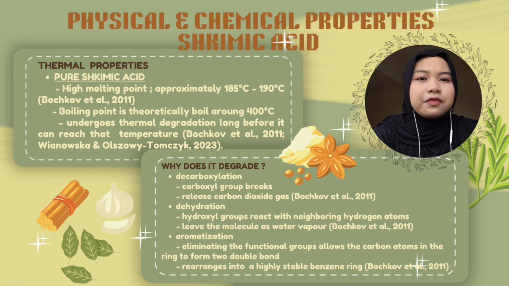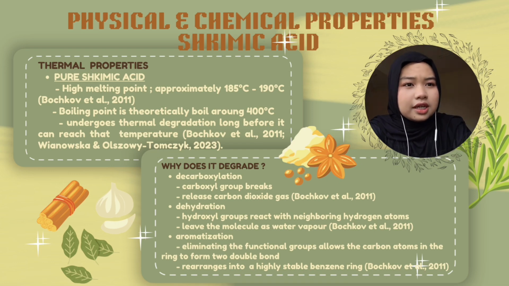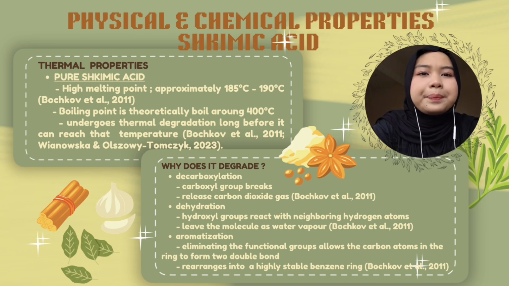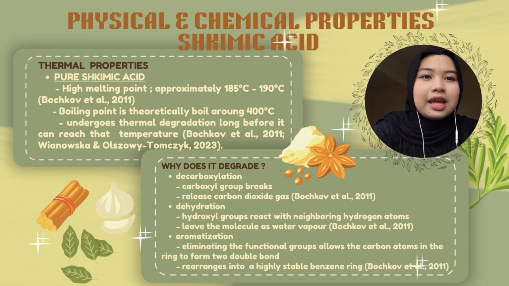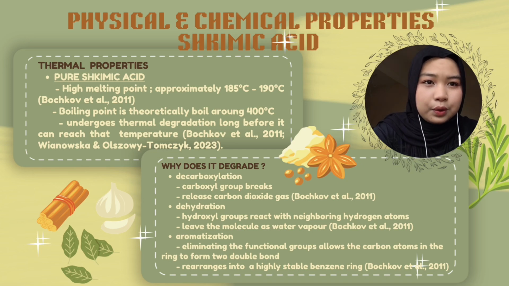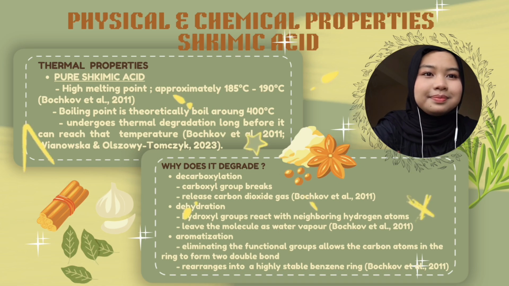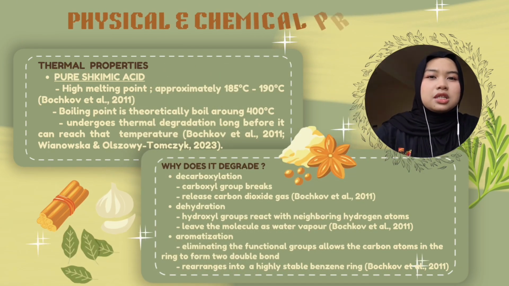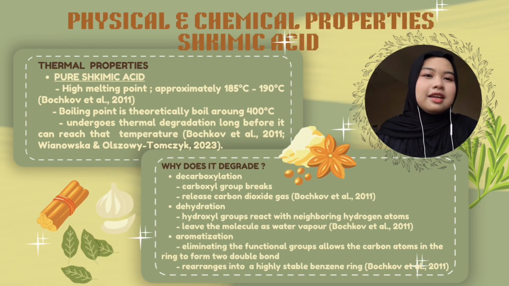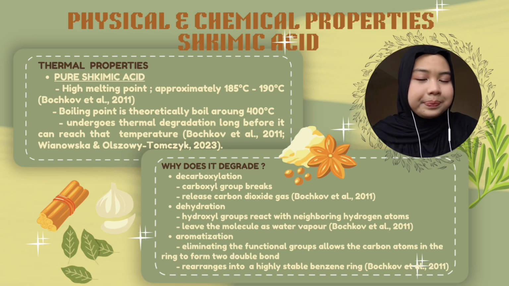This brings us to a fascinating question. Why does it degrade instead of boiling? The answer lies within its highly reactive functional groups. Shikimic acid possesses one carboxyl group and three hydroxyl groups attached to a single cyclohexene ring. So, when shikimic acid is exposed to high heat, these functional groups will undergo drastic chemical transformation.